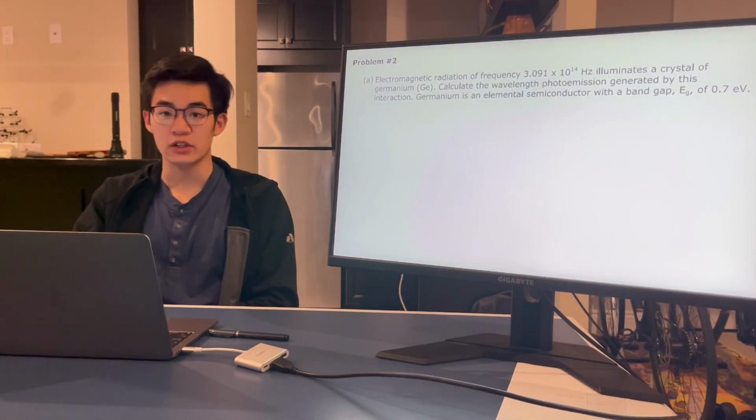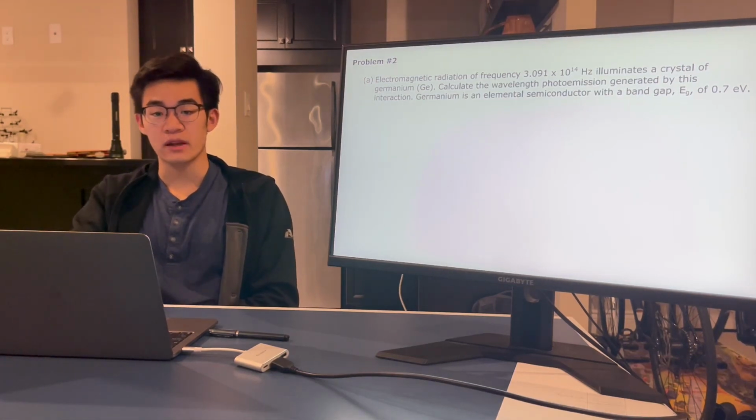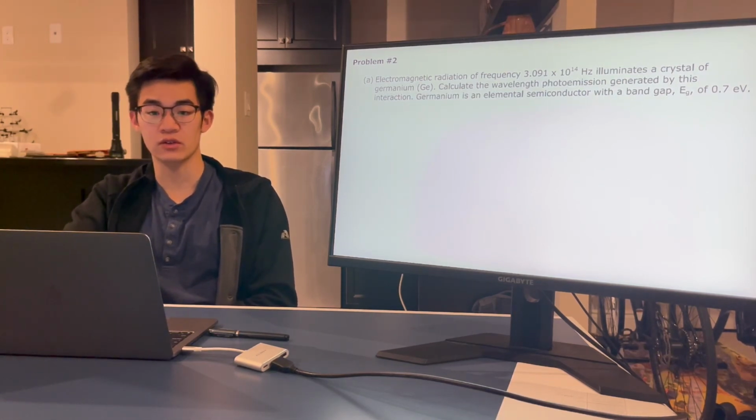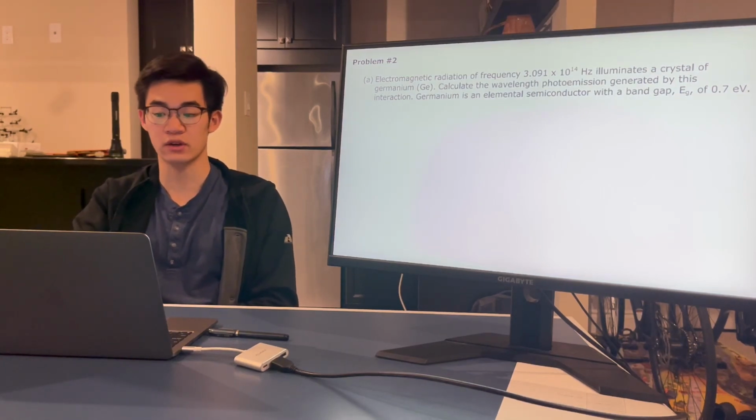Let's do another practice problem. Electromagnetic radiation of frequency 3.091 times 10 to the 14 hertz illuminates a crystal of germanium. Calculate the wavelength of photoemission generated by this interaction. Germanium is an elemental semiconductor with a band gap of 0.7 electron volts.